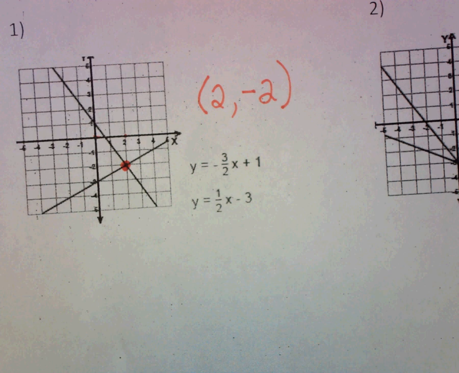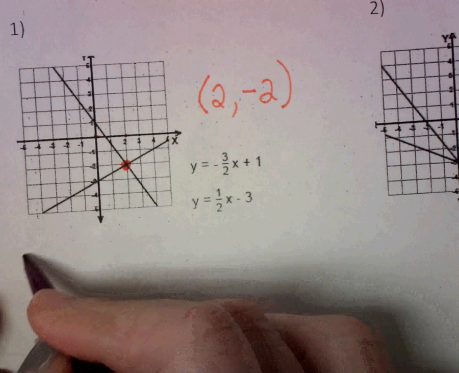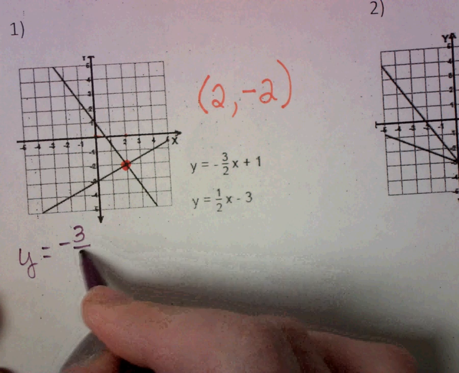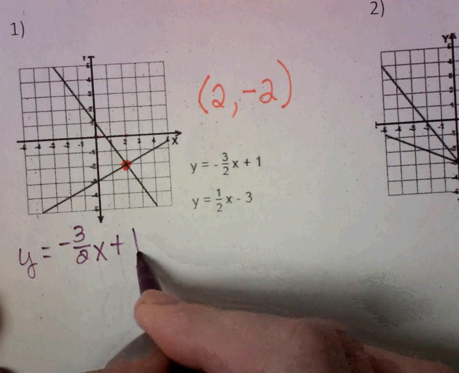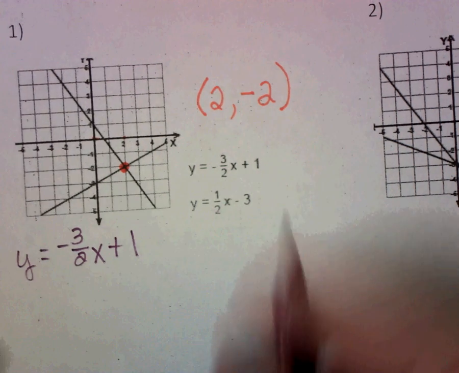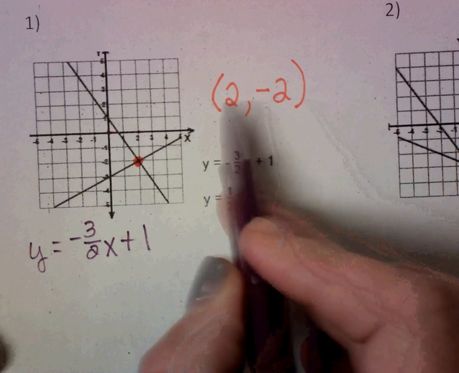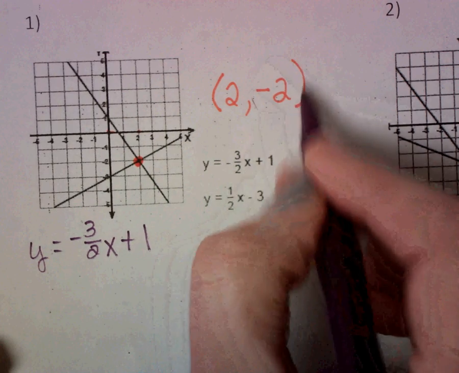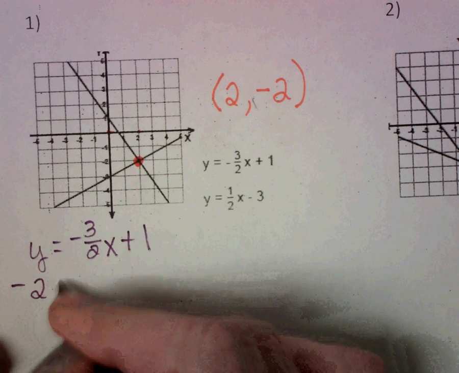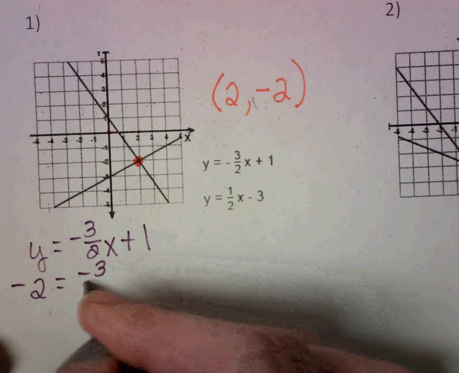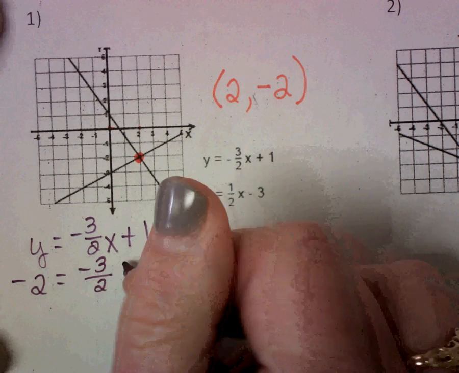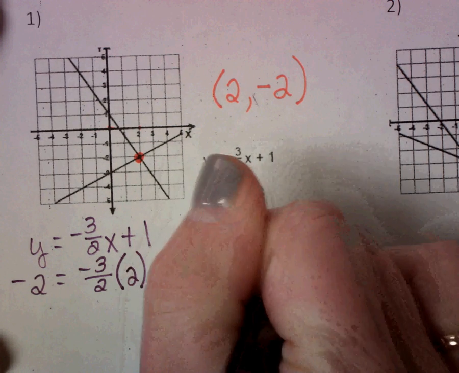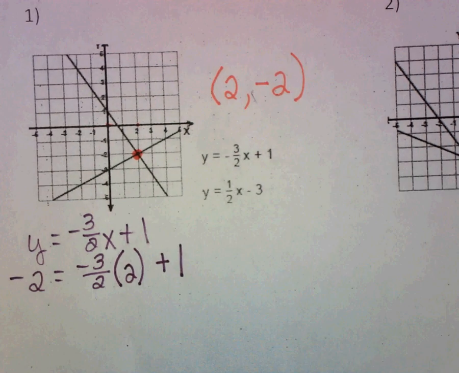So let's check it. My first equation is y = -3/2 x + 1. I'm going to plug in the values from my ordered pair into my equation. My y value is -2, equals -3/2 times, my x value is 2, plus 1. So now I'm going to calculate this.